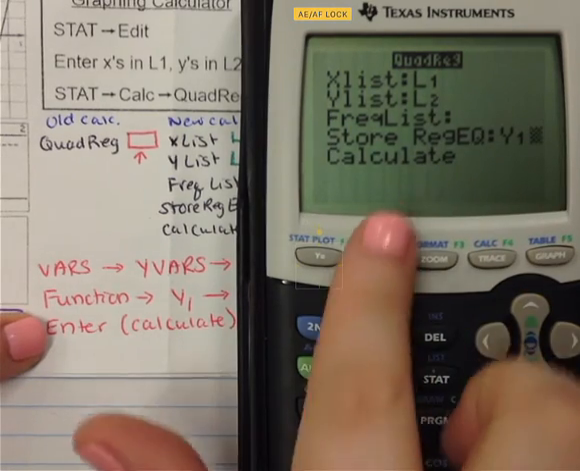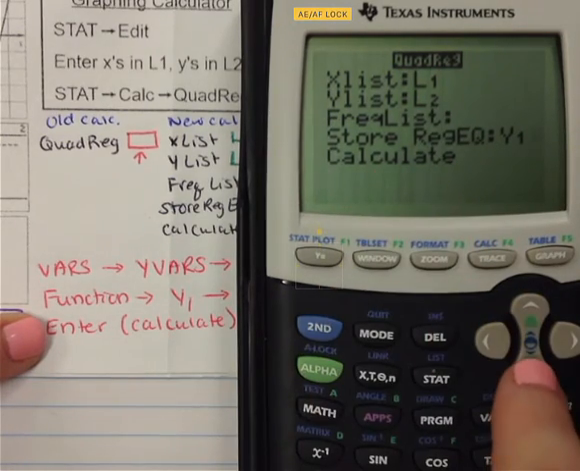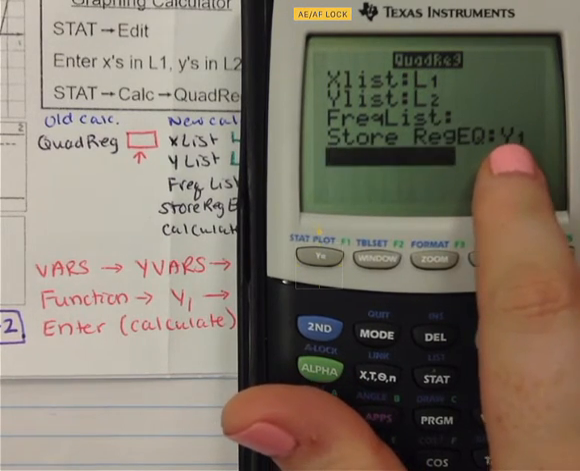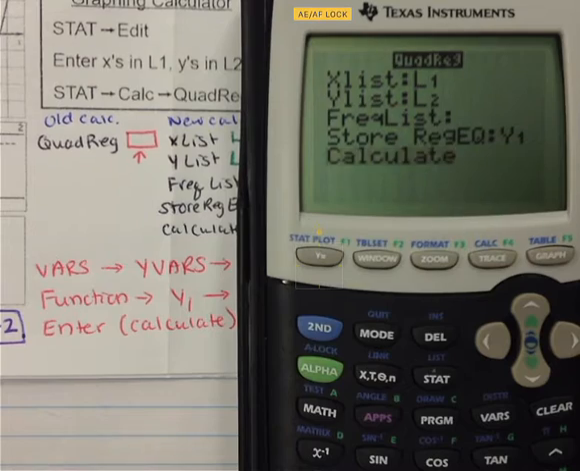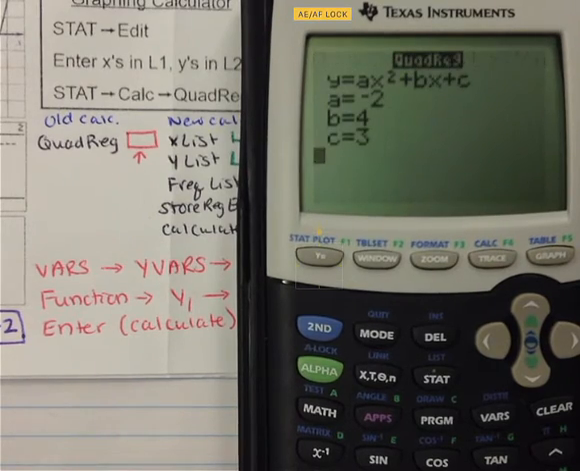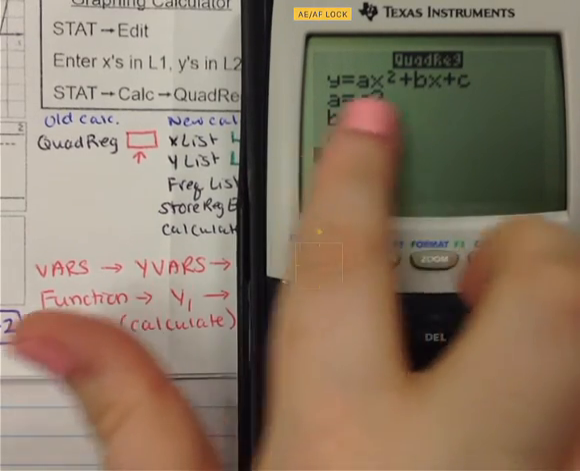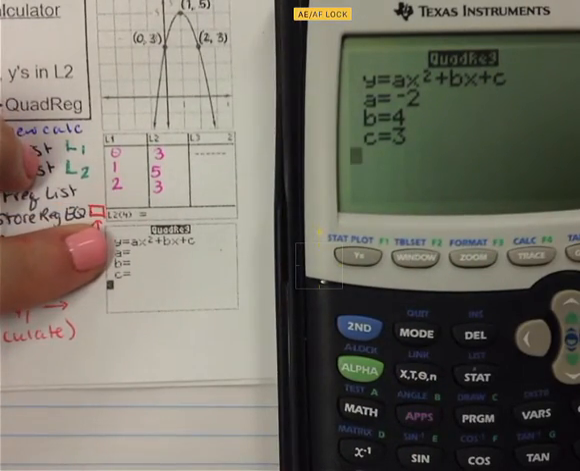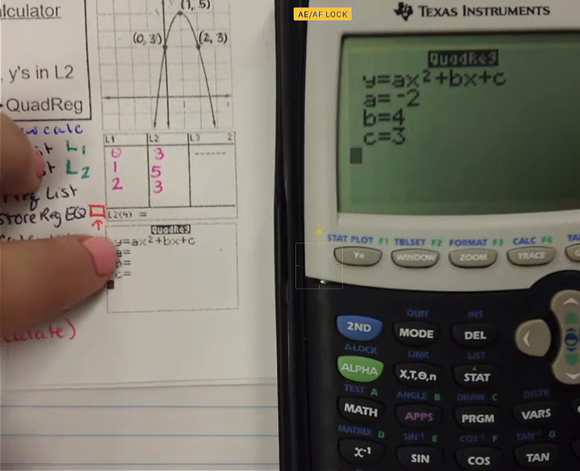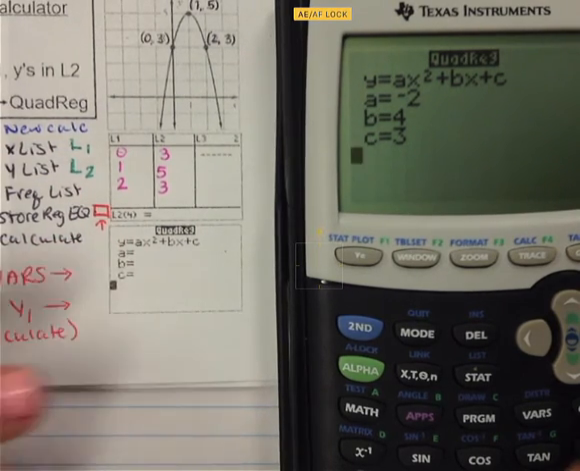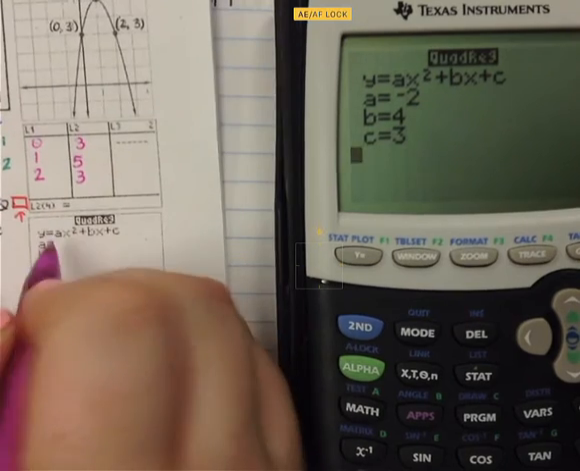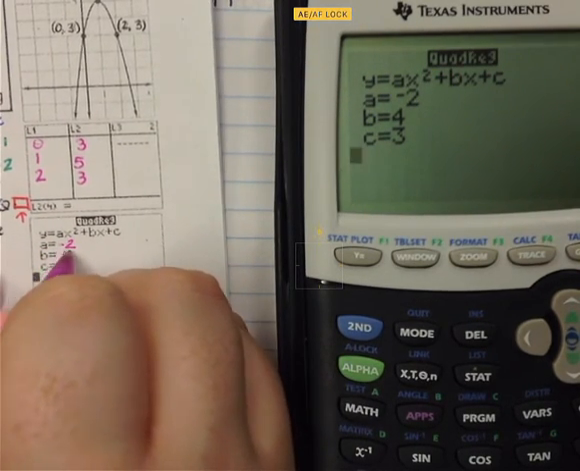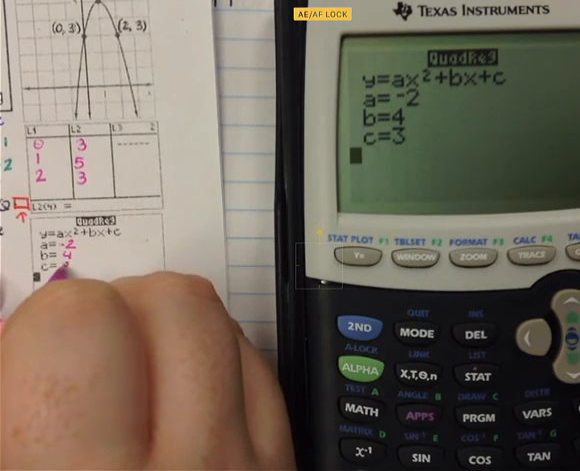Now, instead of just pressing enter, we actually need to go down to calculate. So pressing down. You see how it says store regression equation is in y1? That means our equation is in y1, and I'll show you what that means in just a moment. So we're going to press enter on calculate. And we still get that same screen we had before, where it says quadratic, y equals ax squared plus bx plus c, but now we can fill in our a, b, and c. So our A value is negative 2. I'm going to put in negative 2. Our B value is 4. And our C value is 3.